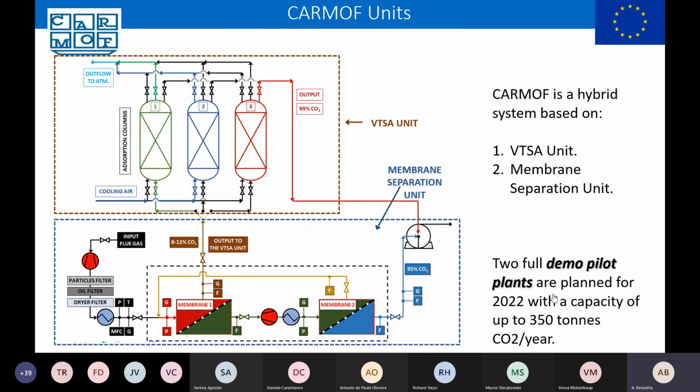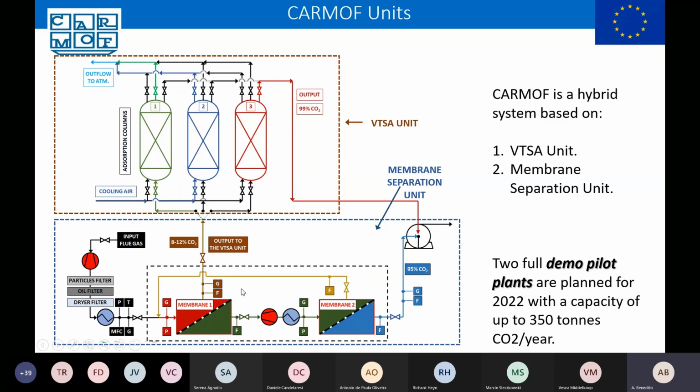Well, really, this is a diagram of the whole Carbon project. This is a simplified scheme of the hybrid system that I have commented on. At the top, we can identify the VTCA unit, which is composed of 3 different absorption columns. These columns will be fed directly from the first separation membrane, with a calculated CO2 concentration estimated around 8–12%. This flue gas goes out from the first membrane separation unit.